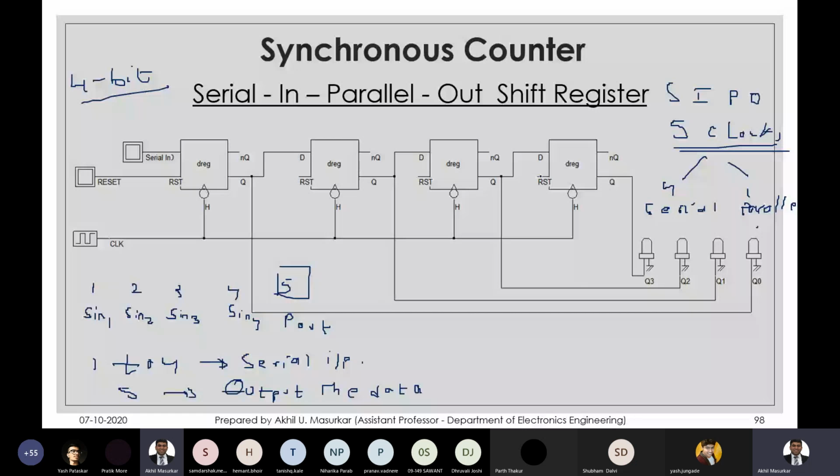Now I am asking you a question. If it is a 64-bit serial in parallel out shift register, in how many clocks will I get the output? If it's a 64-bit serial in parallel out shift register, in how many clocks will I get the output? Type your answer in the chat box.